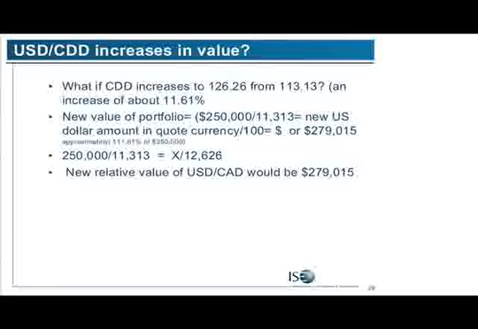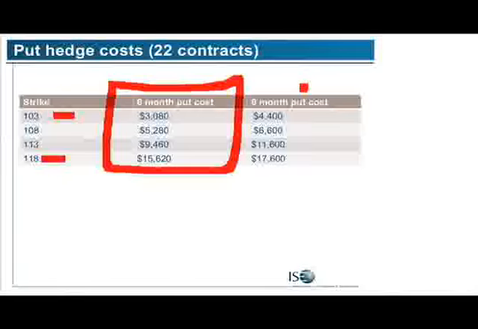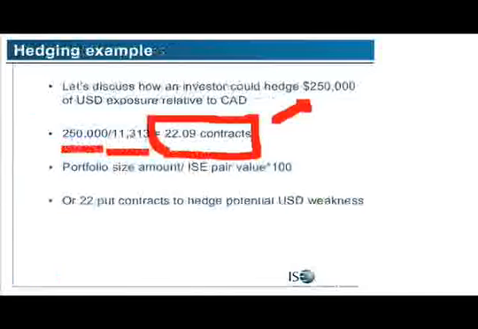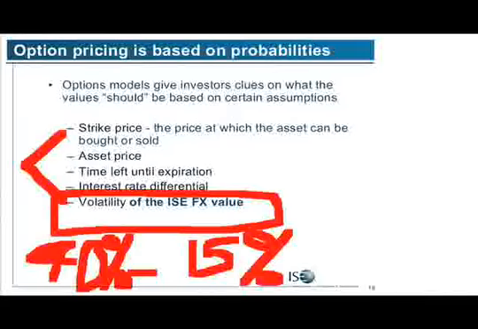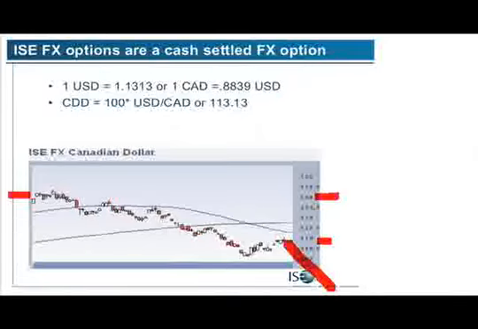So let's go through and ask, what happens if the CDD moves to 126.26? I just said, what happens if it moves up about 11.61? So almost the same amount. And why couldn't that happen? It could definitely happen if we go back and look at where it was. We came from 128, so obviously 126 is possible.